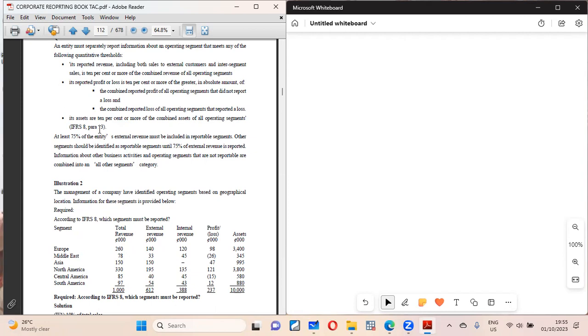If not, you disclose additional. So we are saying that if they are not there yet, information about the business activities and operating segments that are not reportable are combined into all other operating segments. So we are saying that disclose and all other, it is not up to the 75%. So we are saying other segments should be identified. So identify other segments as reportable segment until the 75% revenue criteria is met. All right, so I'm guessing that was your question.